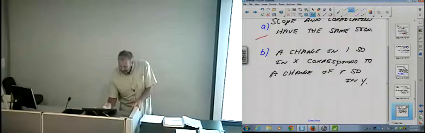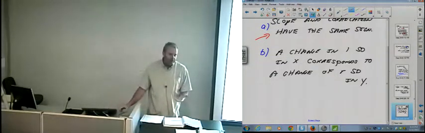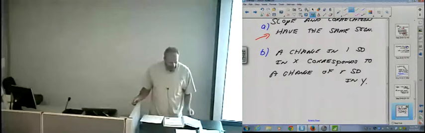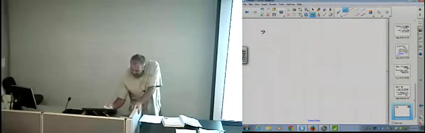Now, if I got to pick which ones are, I like that one. The slope and the correlation have the same sign. I give you that. The book tells you that. All right? 3. And I'm just going to throw 3 out there.